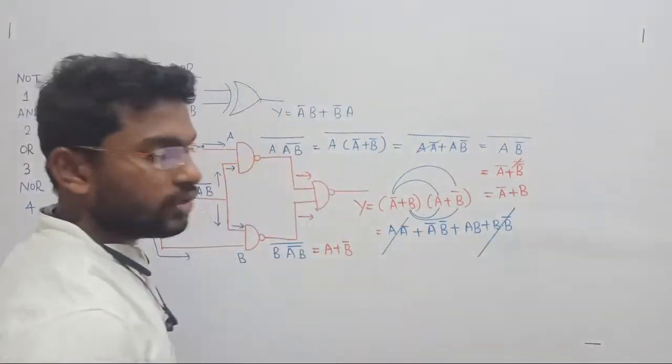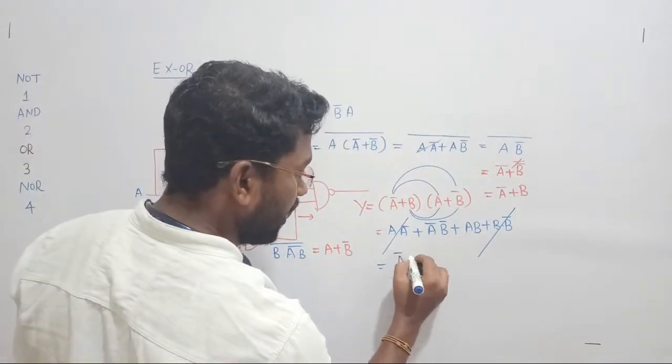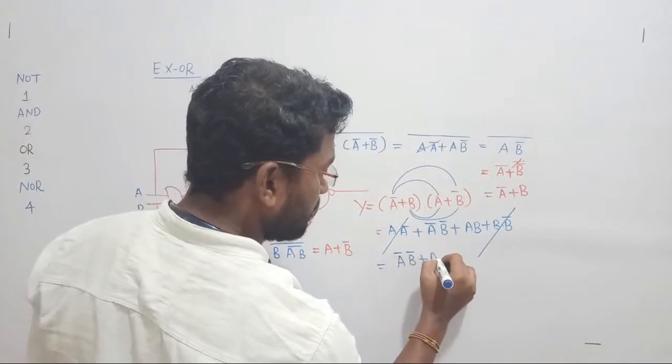B dot B bar is going to be 0. So what have I understood here? The thing I have understood here is A bar B bar plus AB.